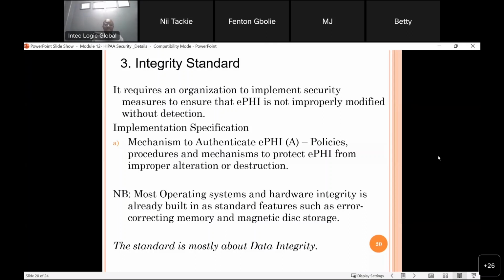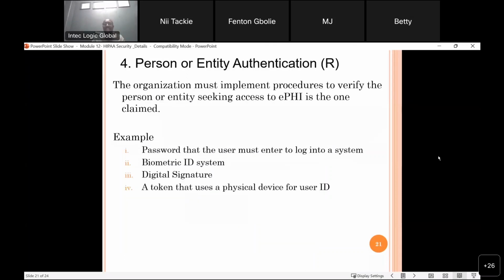Most operating systems come with integrity checks. That is why when you enter certain things in the PC, it is difficult in terms of the logs. The logs start getting picked up, right? You can't go and change them. So the standard is mostly about data integrity, keeping the data in its original form where nobody can alter it.